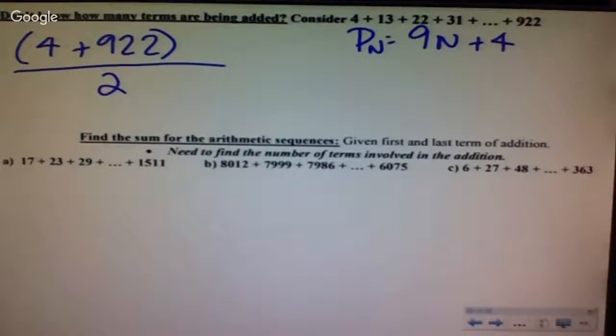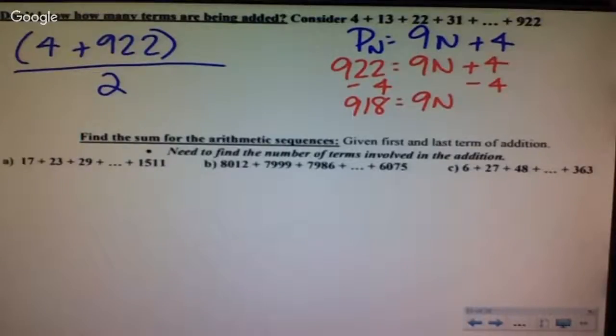They tell me what number is in that spot, but they don't tell me what that spot is. So this time, instead of plugging in for n, you're plugging in for p sub n. I know that this is 922. I just don't know what spot it's in. So you'll solve for n, and that will tell me that that's p sub what? So we start with subtracting 4. So 918 equals 9n, divided by 9. So n equals 102.